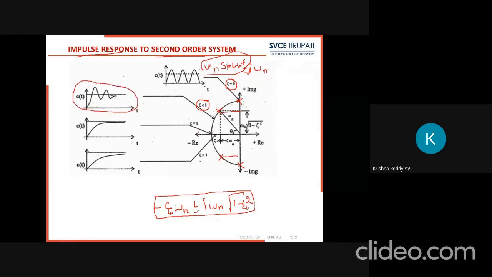When zeta is exactly 1, it is a critically damped system. We get the roots as minus omega n, minus omega n. The location of the poles is here. Then we get the time response like this.